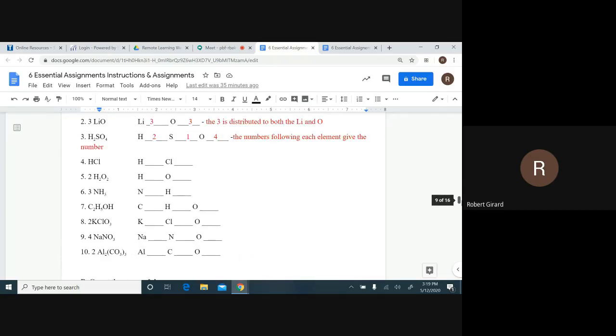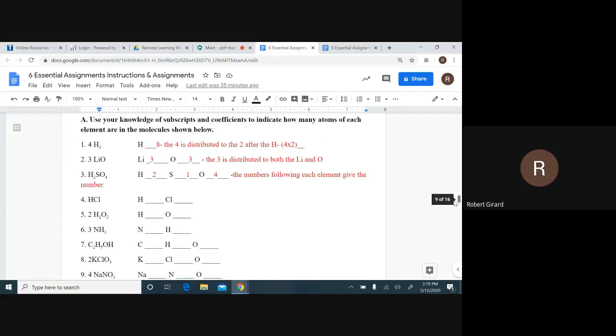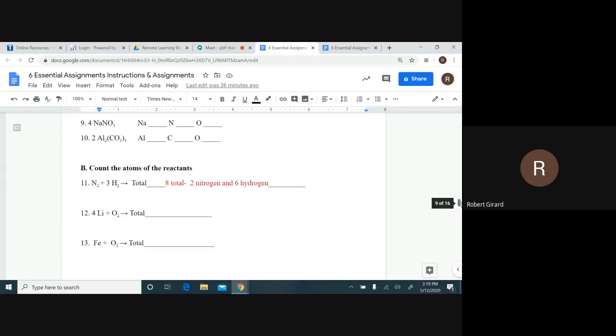So on this assignment, you're just counting how many of each element are in the compound. So in the first one, you have 4H2. The number out in front, the coefficient, gets distributed to the 2 here. So 4 times 2 gives you 8 hydrogen. Then in the second part, you're getting the total atoms in the reactants. So you're taking the 2 nitrogen, and then you have the 3 times the 2 for 6 hydrogen, so you have 8 total atoms, 2 nitrogen and 6 hydrogen.